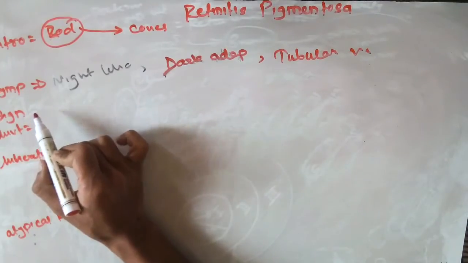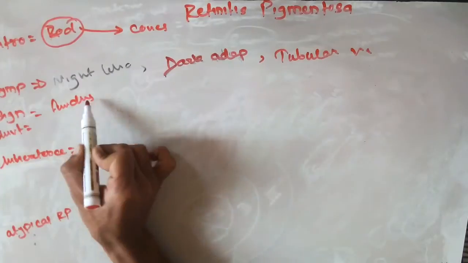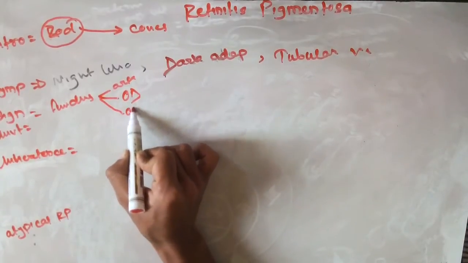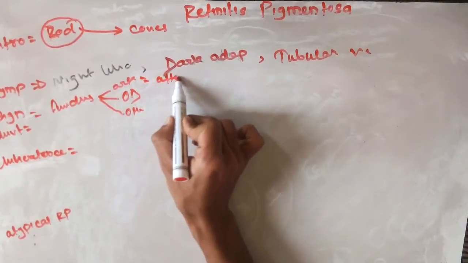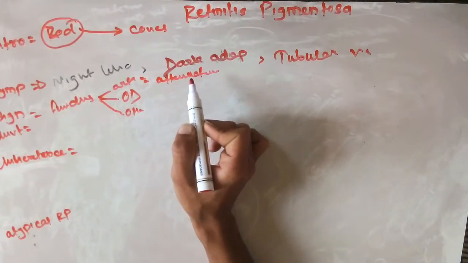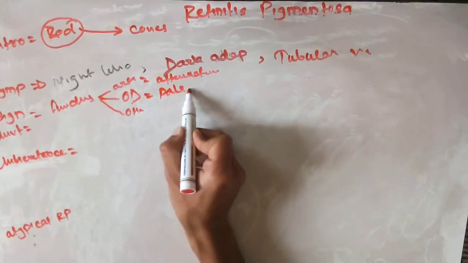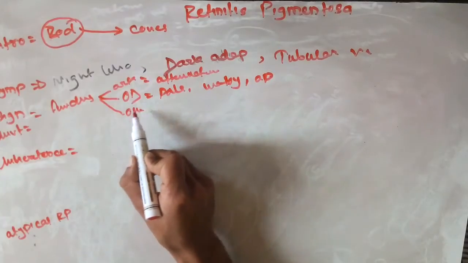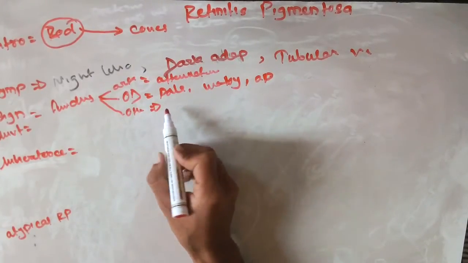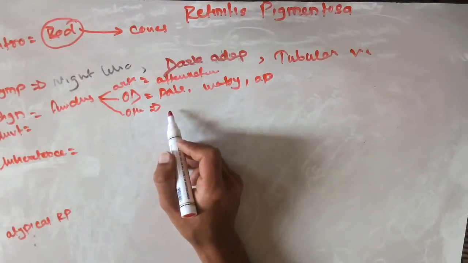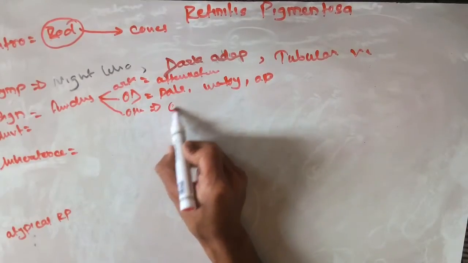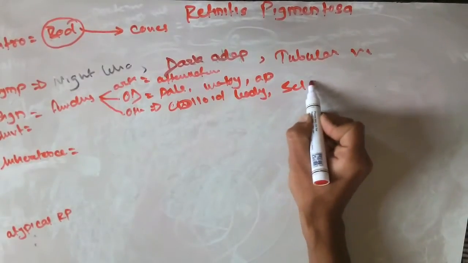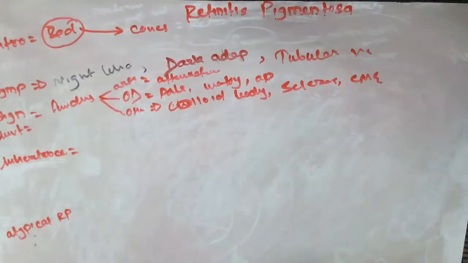Regarding signs, on fundoscopic examination, what is seen in the fundus? We look at the arteries, then the optic disc, and some other features. There will be attenuation of the arteries, and the optic disc will be pale in color along with some waxy opacity. Some inclusion body type structures are also seen, known as colloidal sclerosis, colloid bodies, and sclerosis can also be seen along with sometimes CME. So these were the signs of the fundus.